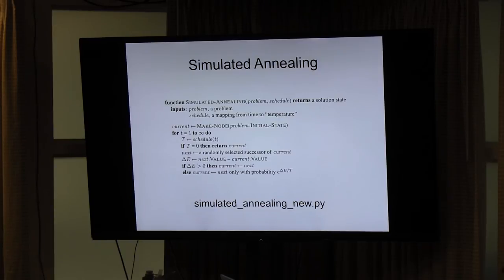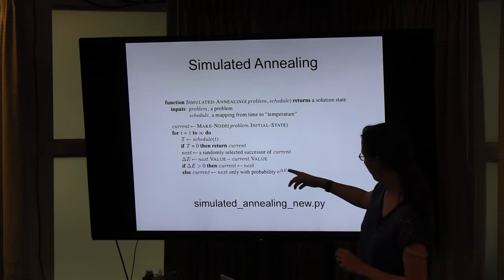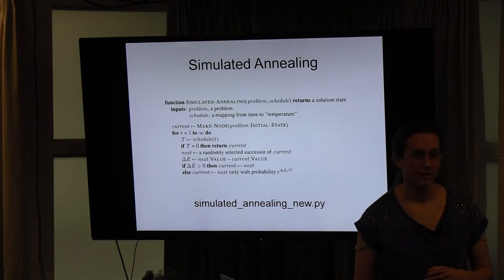Wouldn't that make delta E over T very small? So it makes delta E over T really small. If delta E is negative, then e to that is big. Oh, it's negative. Yeah. Okay. Yeah. Delta is negative.